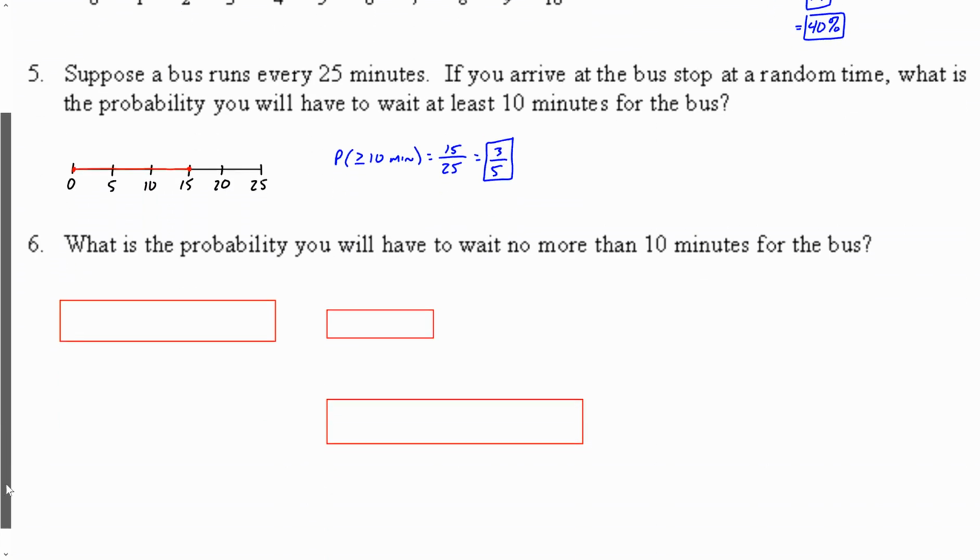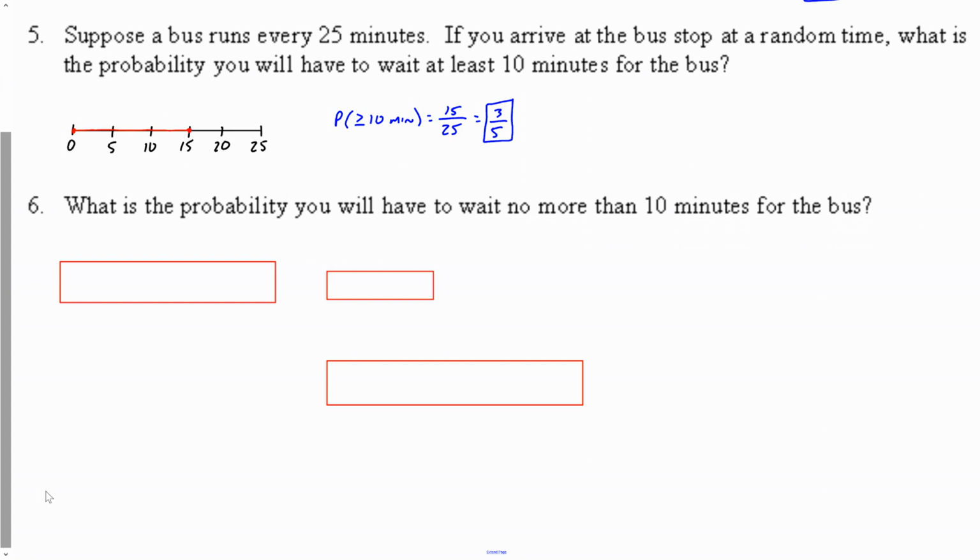For number 6, we're going to use the same information from number 5. So we have the same bus running every 25 minutes. Now we want the probability we have to wait no more than 10 minutes for the bus. So again, we would start with our 25-minute number line.